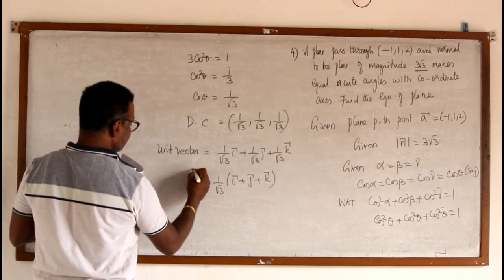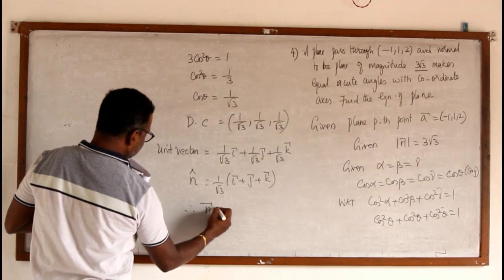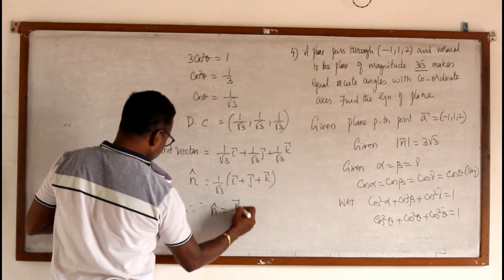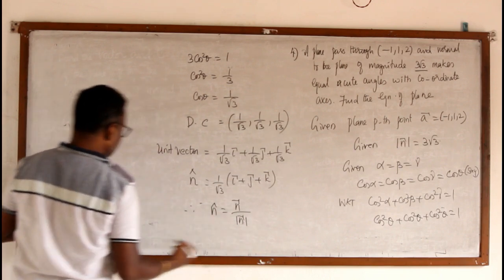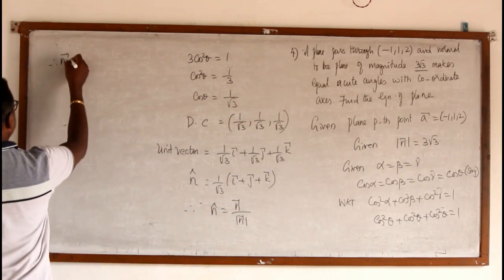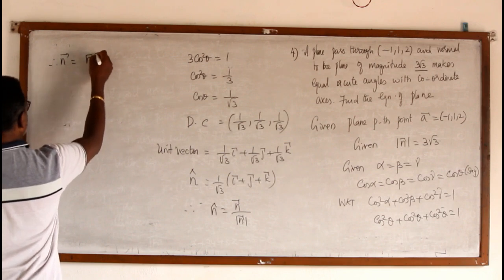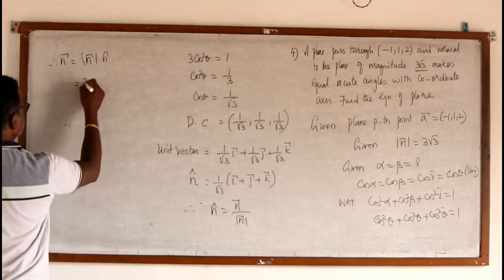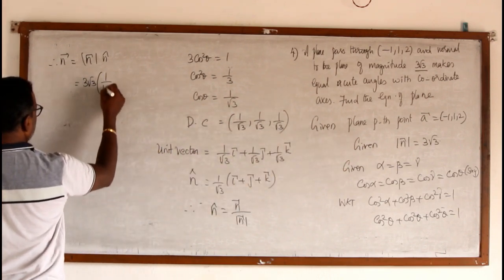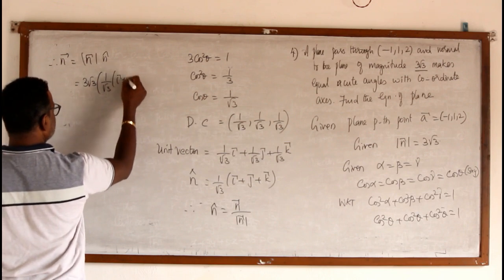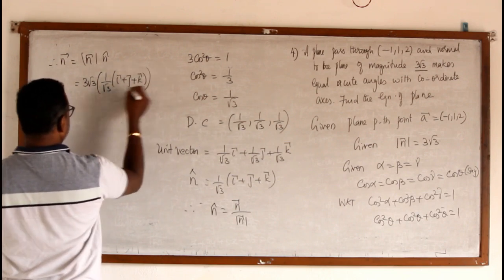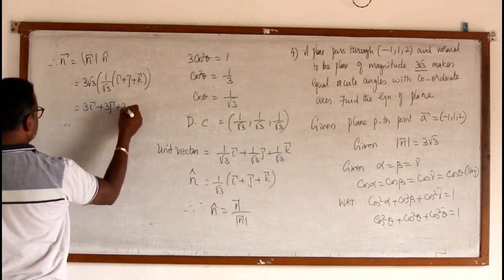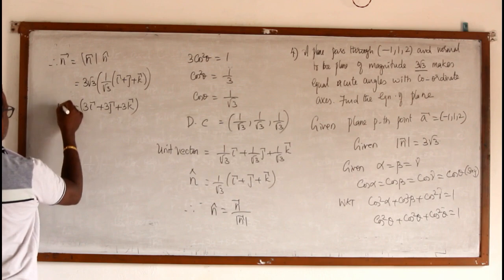Therefore, this I shall take as n cap. We know n cap is n vector by modulus of n vector. I need n vector, that is modulus of n into n cap. Modulus of n vector is 3 root 3 into 1 by root 3 into i plus j plus k. Then root 3 cancels, 3i plus 3j plus 3k. This is our n vector.